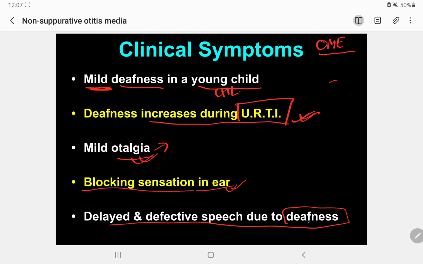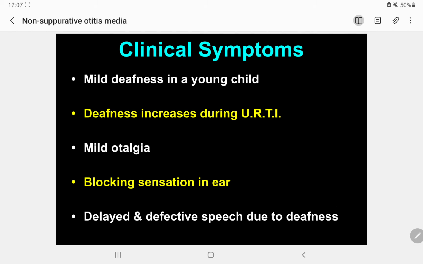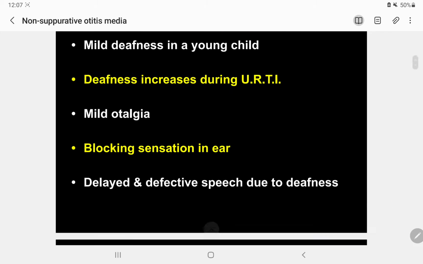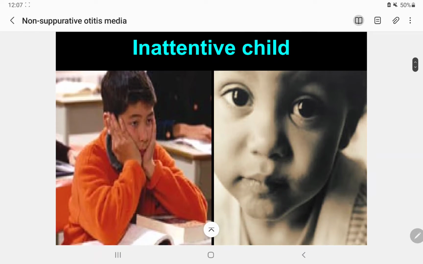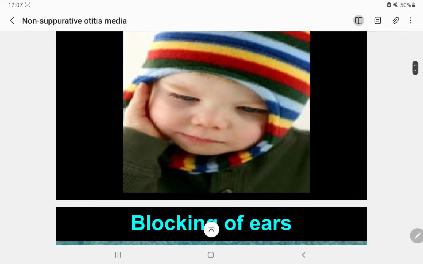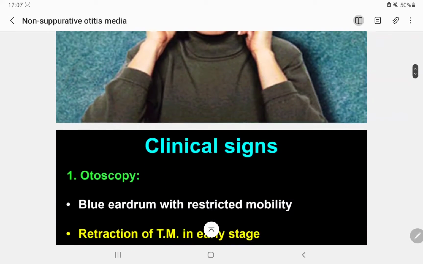So if a child is deaf, they can't properly make out the sense of the words, right? They can't receive the external stimulus in the form of speech. So they will also have delayed and defective speech, okay. So it is our duty to refer a child with long-standing OME to a speech pathologist as well, so we should also consider that, okay. So we can see here the child is very inattentive, with earache, otalgia, and then blocking of the ear, right?